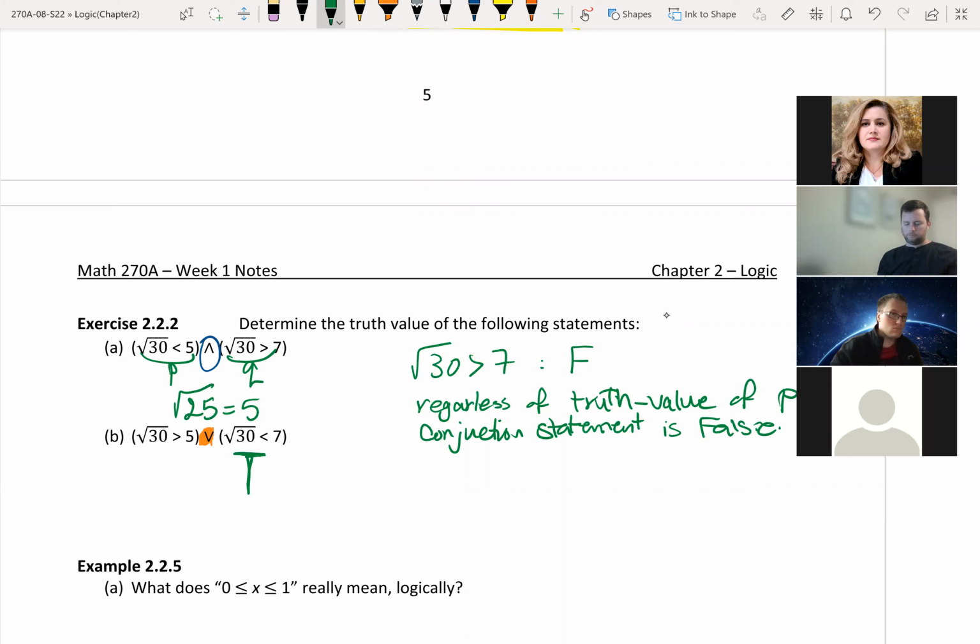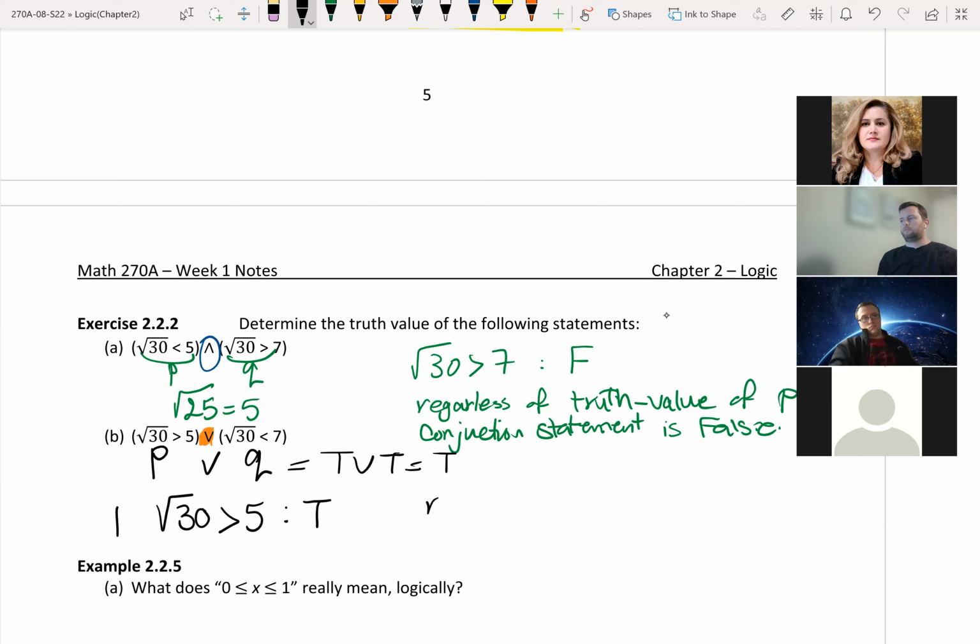The first one, yes, I should call P and Q. You're right. So this is a P and this is a Q. So the square root of 30 is bigger than 5, and that's true. As soon as one of them is true, the whole statement is going to be true. But this is actually true or true.